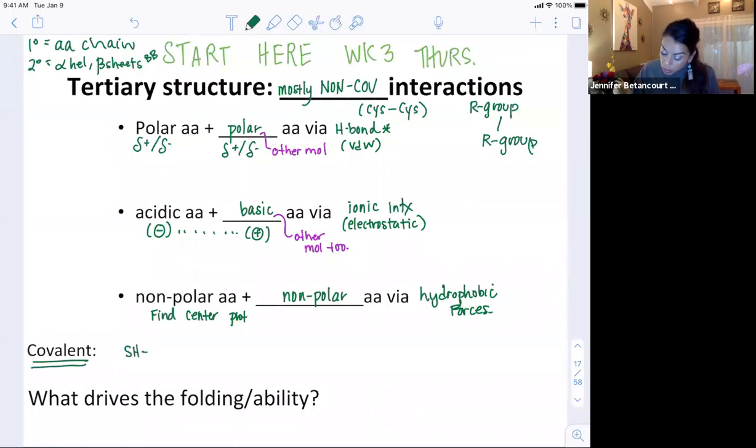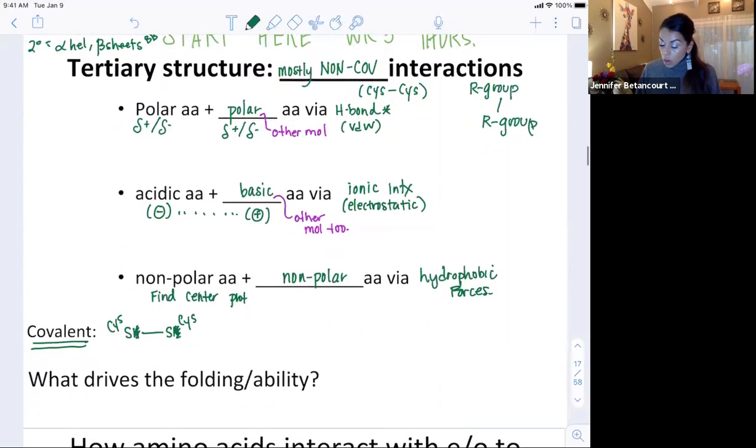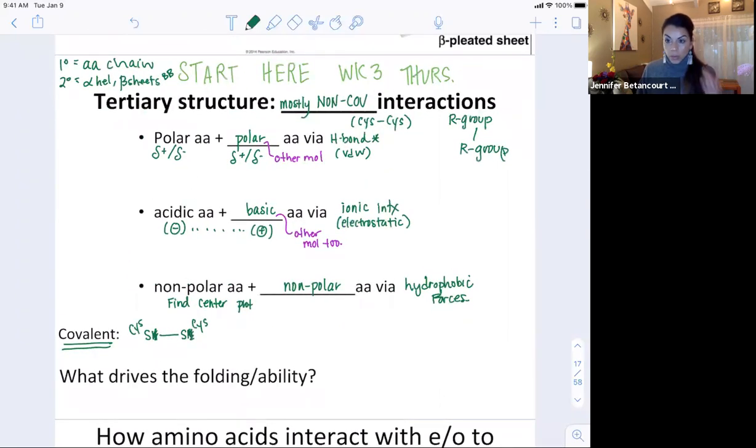going to be between the sulfhydryl groups of two cysteine molecules. Remember, each of these gets oxidized and forms a covalent bond. Okay, so cysteine, you're always most likely going to see cysteine interacting via a covalent disulfide bridge. Okay, and so what drives this folding ability? I like to make up words, I guess.